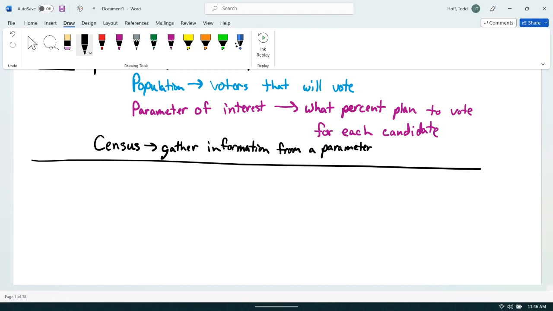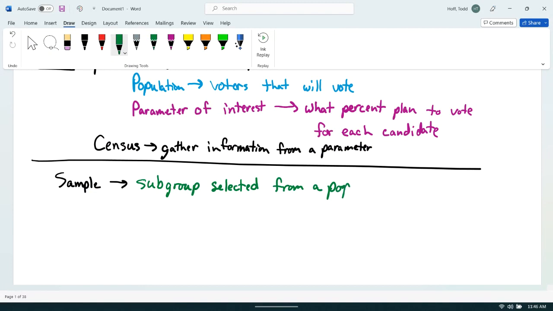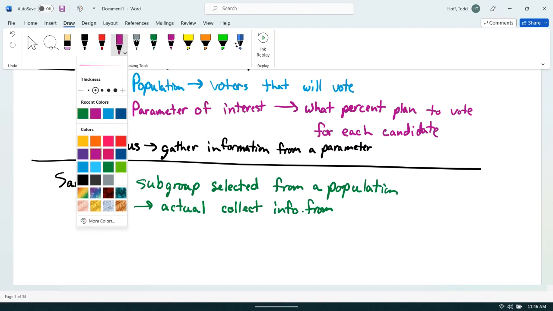So in most cases, instead of looking at a population, we look at something called a sample. A sample is just a subgroup selected from the population. And it is this group that we actually gather information from. We'll talk about why we use a sample here in just a little bit.